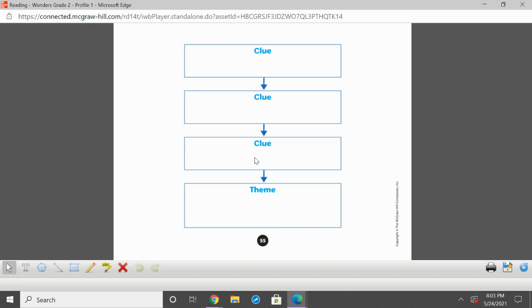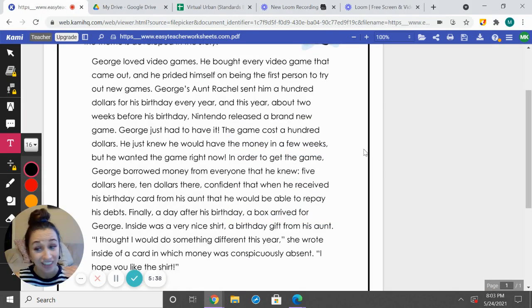All right, so now that you have this ready, what we're going to do is go back in our story. We're going to find 3 clues that help us come to that theme that George got ahead of himself, right? He made an assumption. He guessed something would happen and made a decision based on that, and it didn't end up happening. So let's go ahead and look back through our story and find some clues that will help us with that. George loved video games.